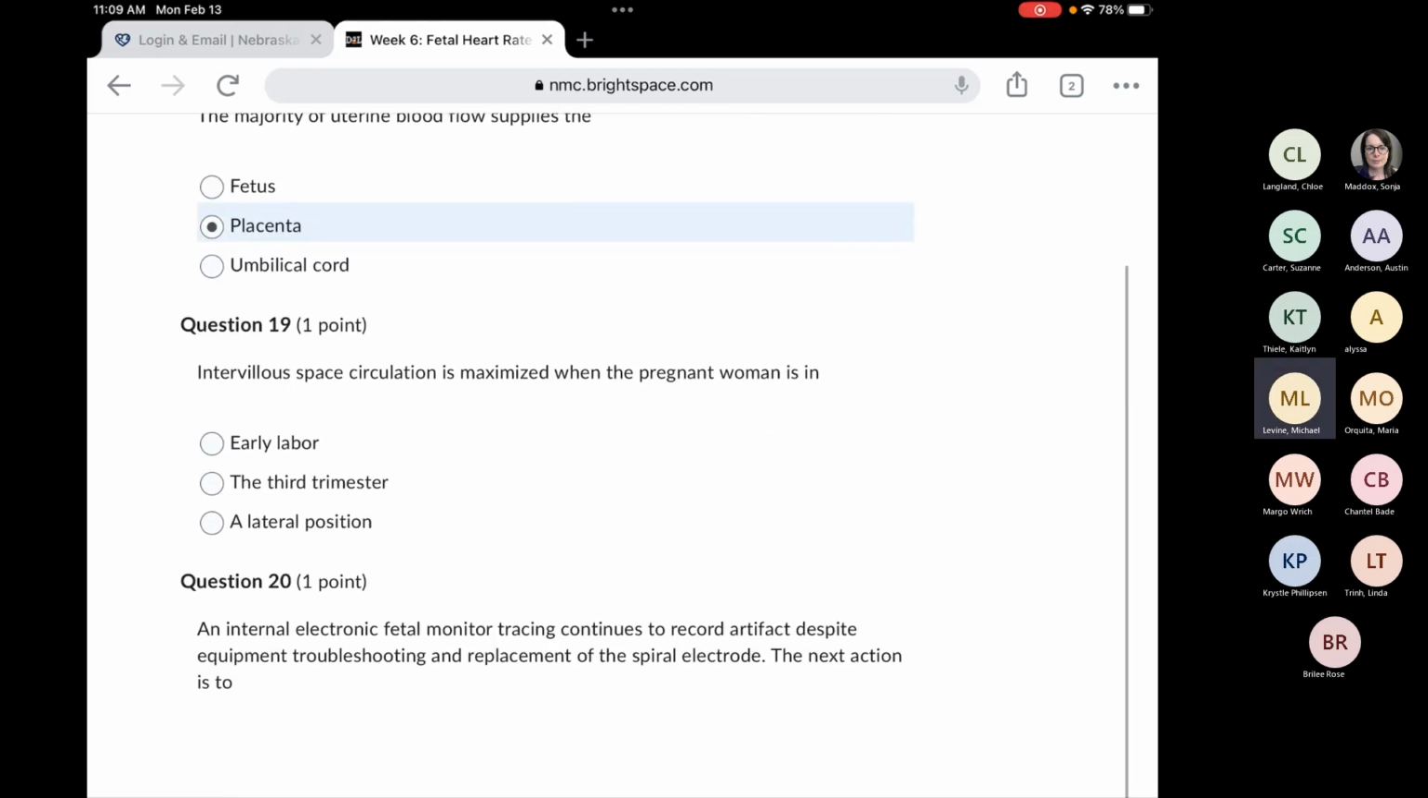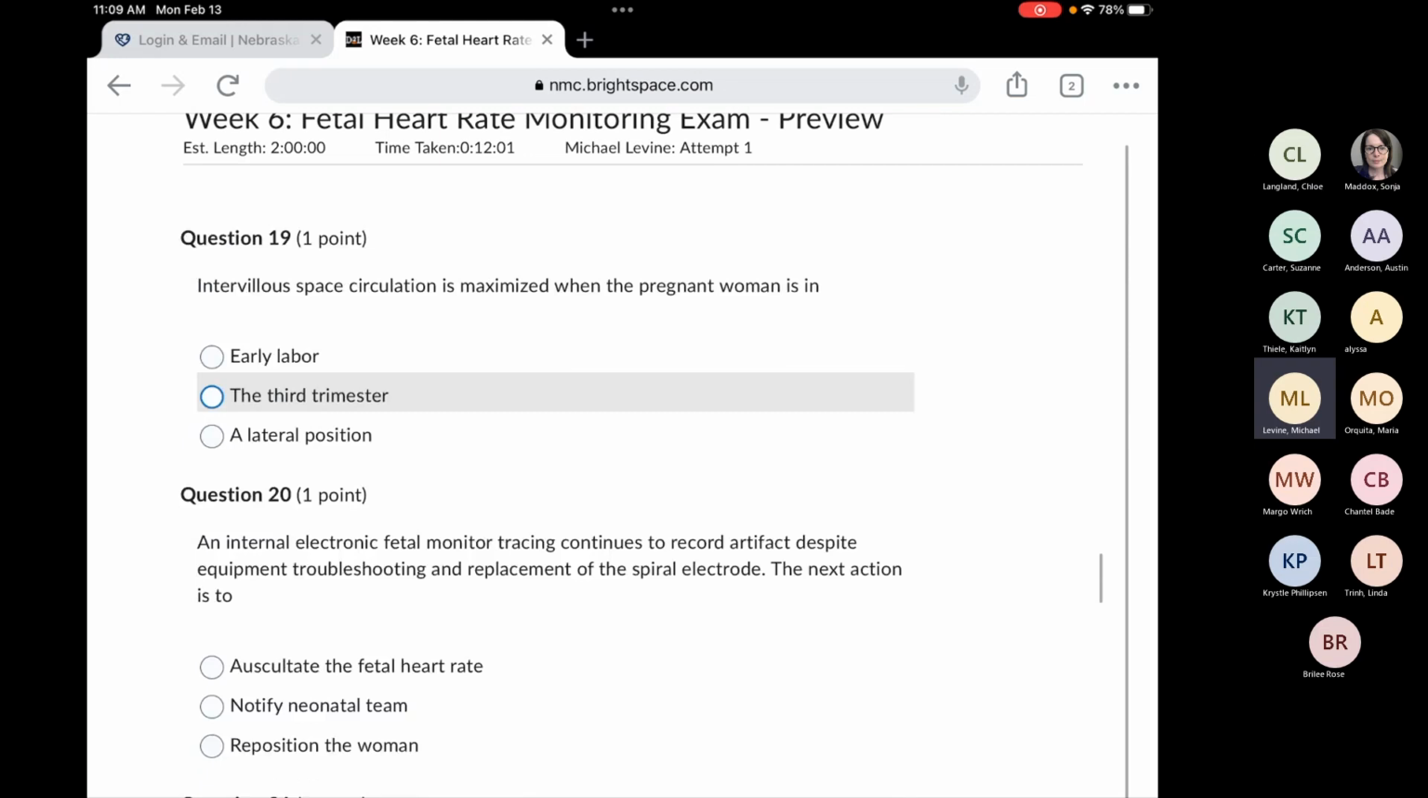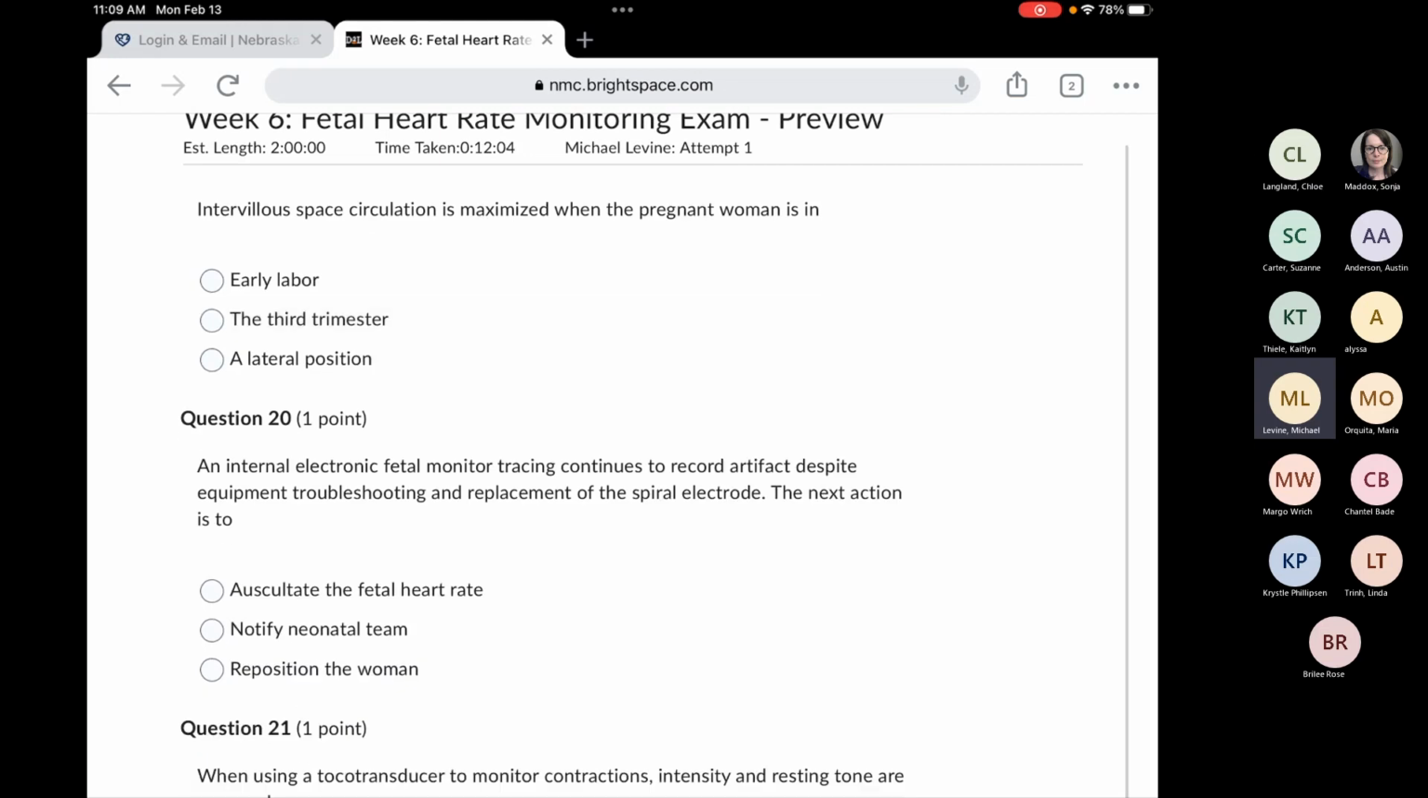The intervillous space is again important because that's where blood flow is used for exchange from the fetus and to the mother. The question is, intervillous space circulation is maximized when the pregnant woman is in early labor, the third trimester, lateral position. Well, it is maximized in the lateral position, but it's also maximized in the third trimester. That's when uterine blood flow is at its highest level.